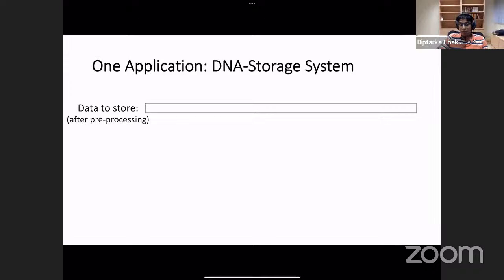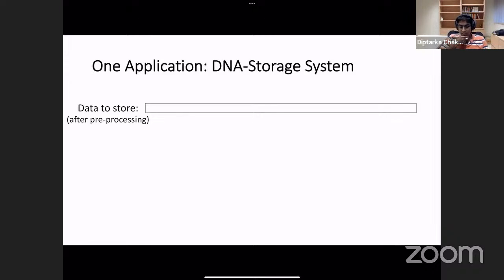I am not going into details, like why DNA storage should be better than the magnetic tape system and so on, because even I am not completely aware of all these details. But let me abstract out what theoretical problems we get from there.